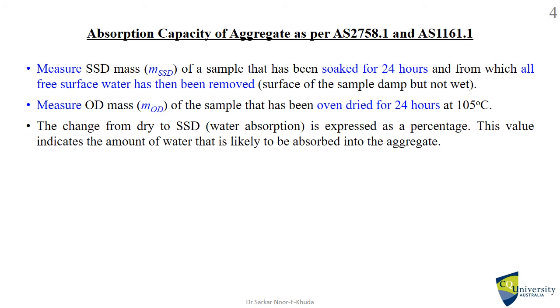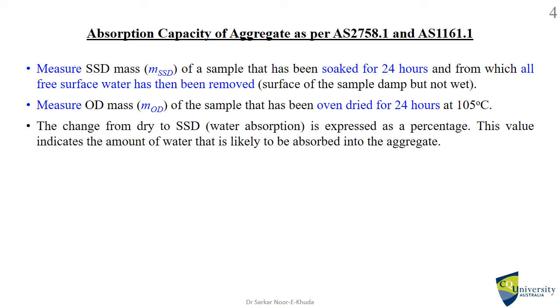Now we will briefly discuss the measurement of absorption capacity of aggregate as per the Australian standard AS 2758.1 and AS 1141.6.1. We have to follow the simple steps. First, measure the mass of aggregate sample that has been soaked in water for 24 hours and from which all free surface water has been removed. Surface of the sample can be damp, but make sure it is not wet. The measured mass is MSSD.